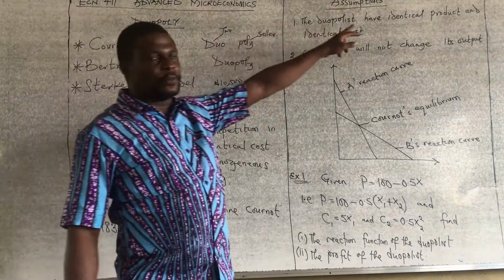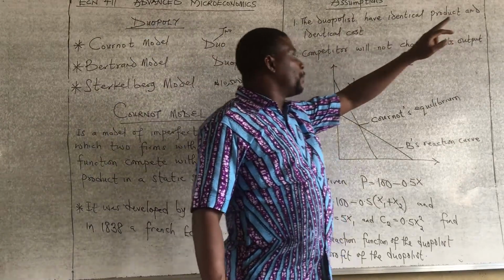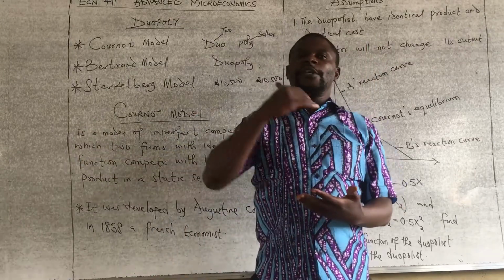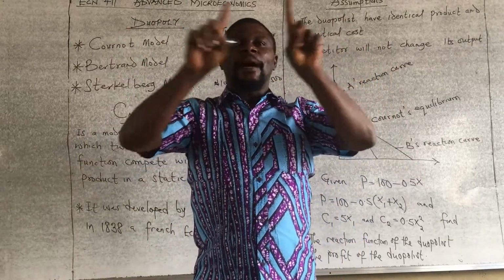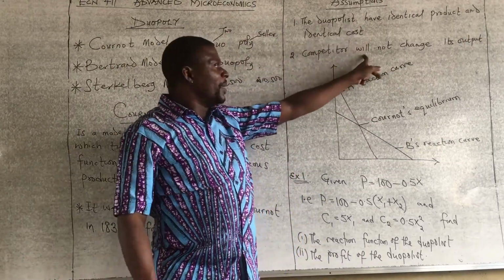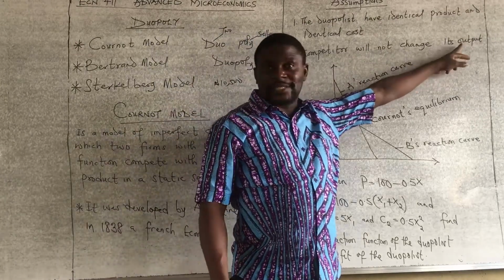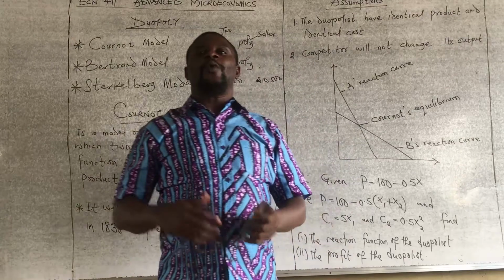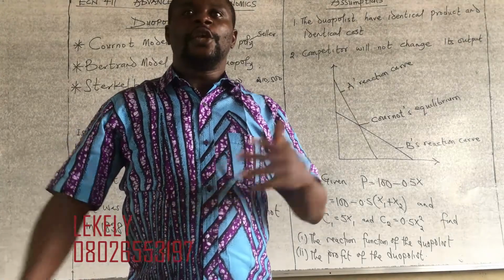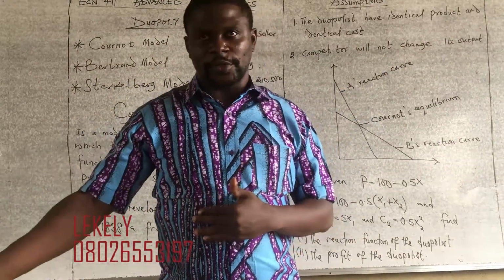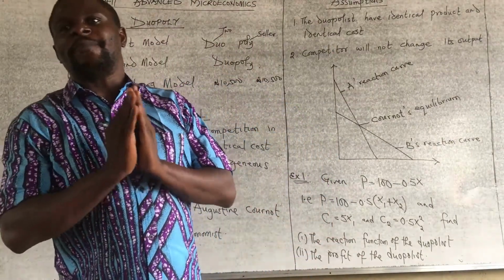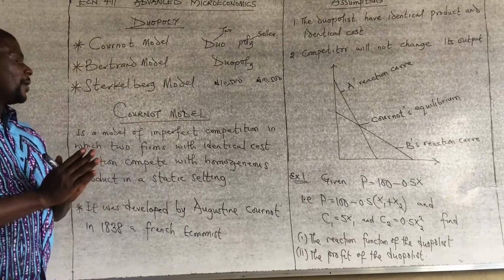The assumptions of the model. Number one, the duopolists have identical products and identical costs. That is, this Cournot model, you can only solve it if you are looking at two sellers that are both selling the same thing at the same price. That's what this one is saying. Number two, the competitor will not change its output. That is, what WAEC is giving out as its own product is going to be the same thing. It will not say because of NECO, it should change its product. It will do what it's doing. NECO too will do what it's doing. So anytime you have that type of market, it's an assumption under the Cournot model.